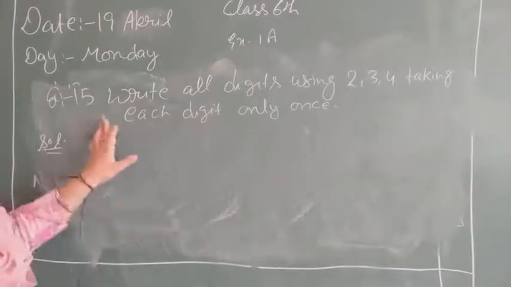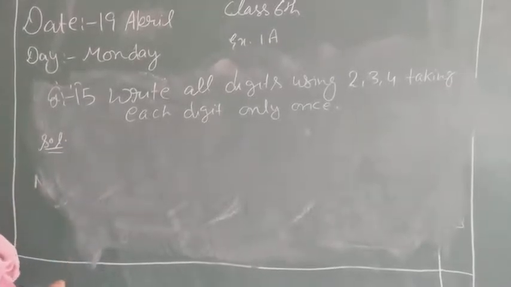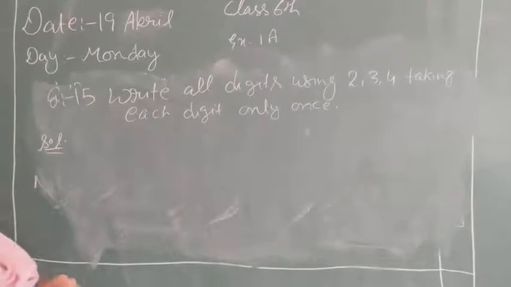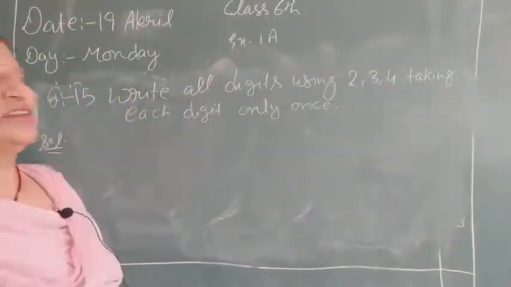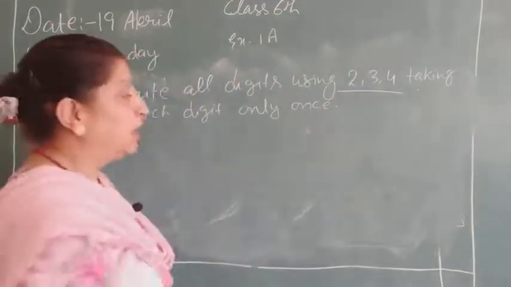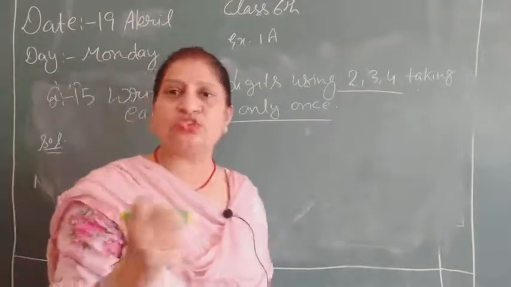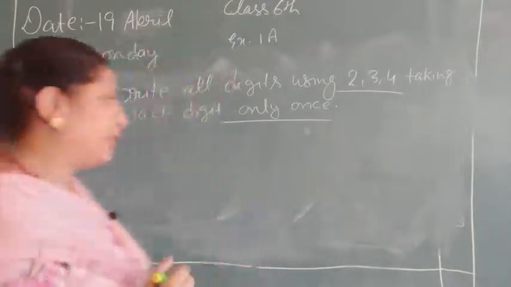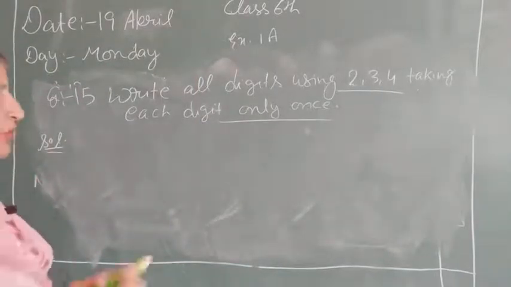Yes, now we start our next question, and in this question it is given that write all digits using these digits, taking each digit only once. You have to use these digits and take each only once. One digit is used at one's place only one time. So we have to make different numbers.